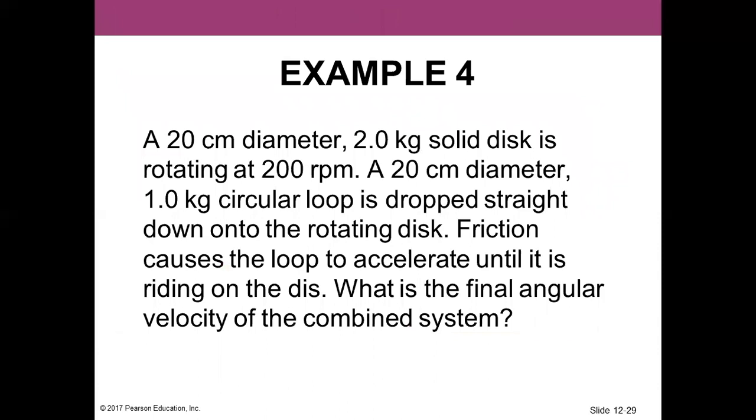Okay, let's consider example number 4 here. A 20 centimeter diameter, 2.0 kg solid disk is rotating at 200 revolutions per minute. A 20 centimeter diameter, 1.0 kg circular loop is dropped straight down onto the rotating disk. Friction causes the loop to accelerate until it is riding on the disk. What is the final angular velocity of the combined system?